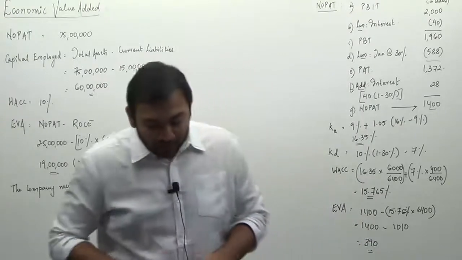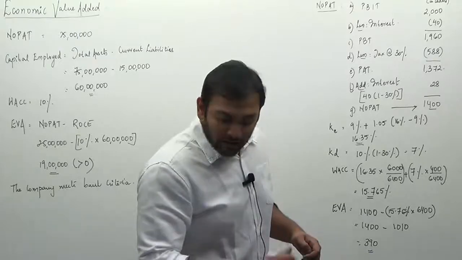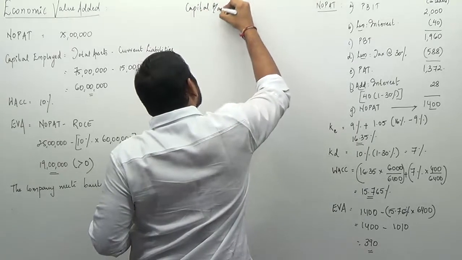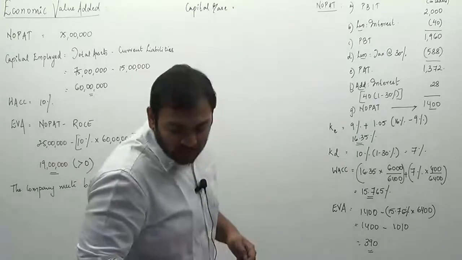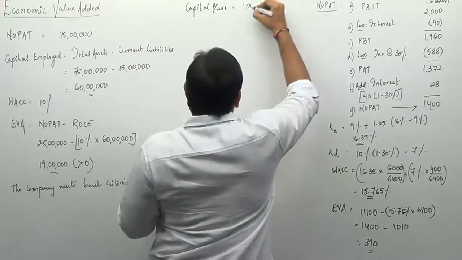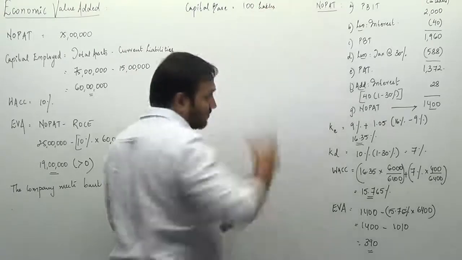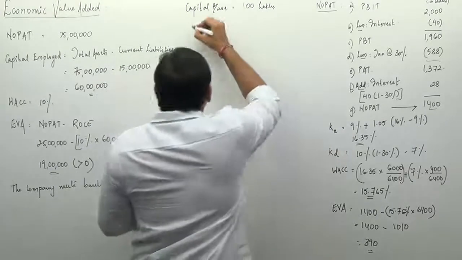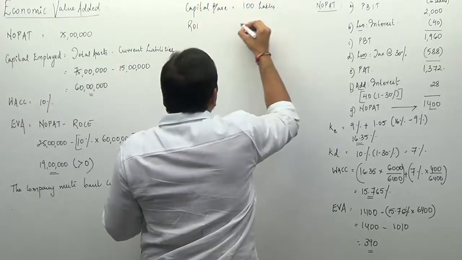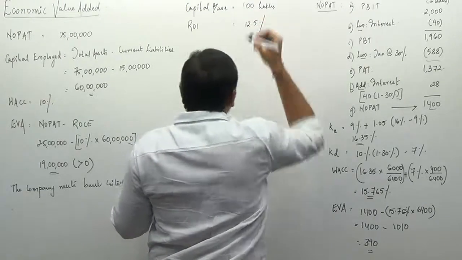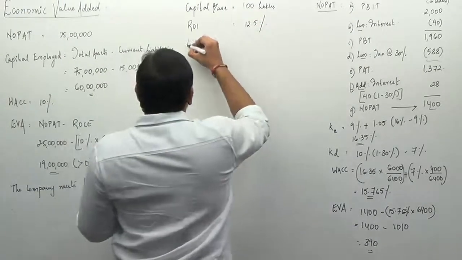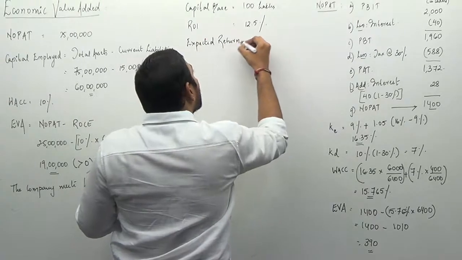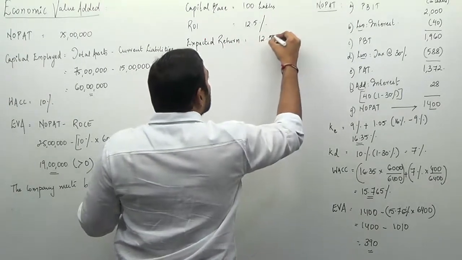So let's check. Given information for us is that the capital base is 1 crore. Since everything is in lakhs, I'll put this as 100 lakhs. Next, they earn profits to the extent of 11 lakhs. Leave it aside. My return on investment, ROI, expected for the industry is 12.5%. So my expected return is 12.5% of 100 lakhs, which is 12.5 lakhs.